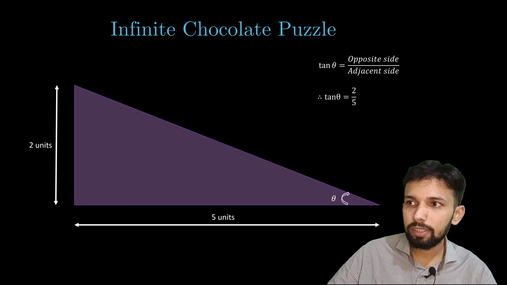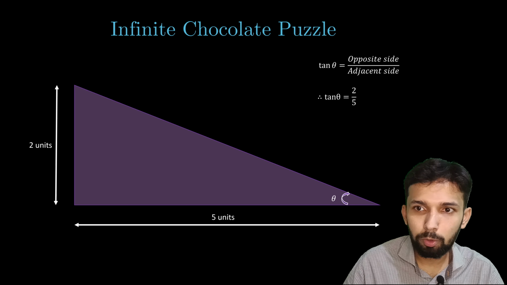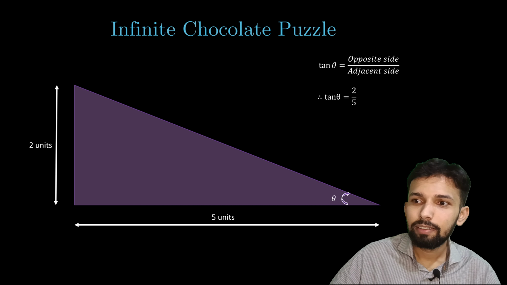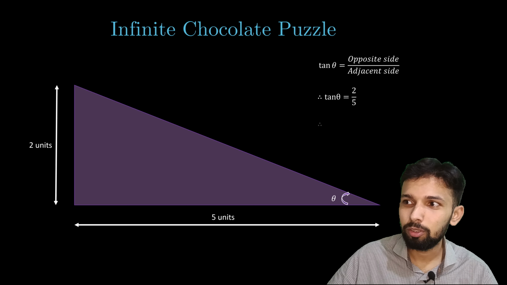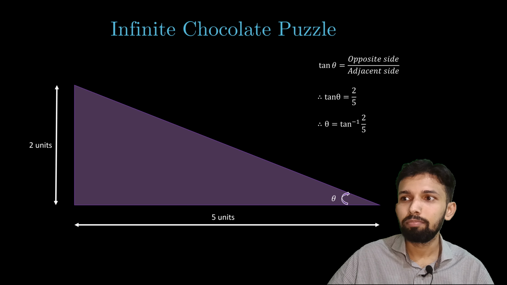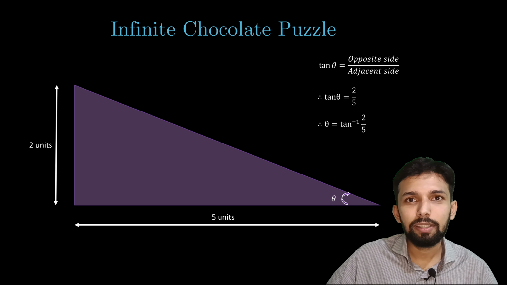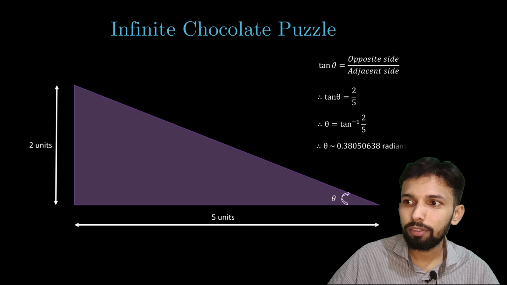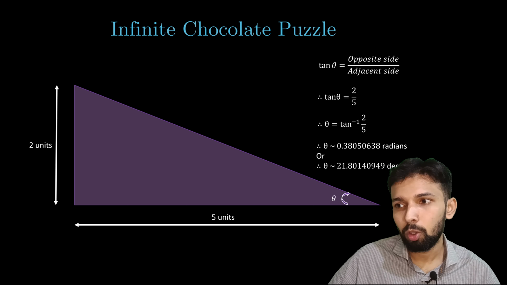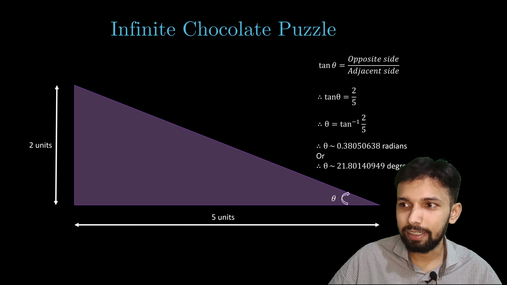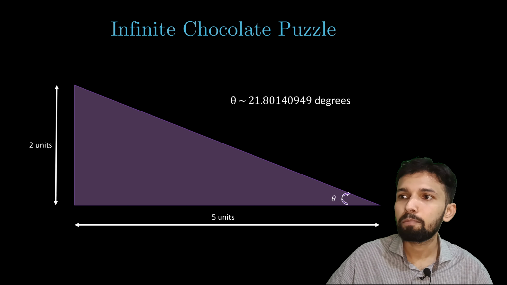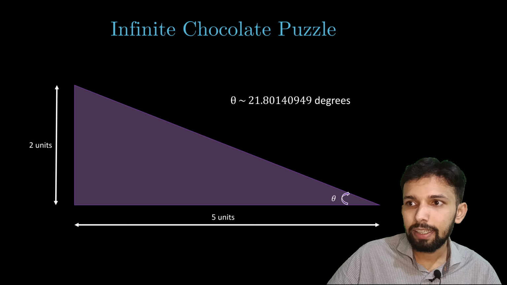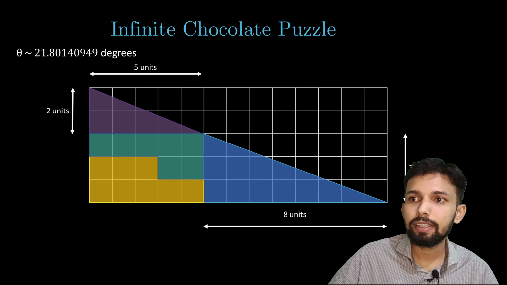Substituting the values, you can see that the side opposite to the angle is 2, and right next to the angle is 5. So the tangent of theta is 2 over 5. Calculating it using the function arctan, popularly known as tan inverse, of 2 over 5, you get theta equal to approximately 0.38 radians, which is nearly 22 degrees. So the theta angle for the purple triangle is nearly 22 degrees.